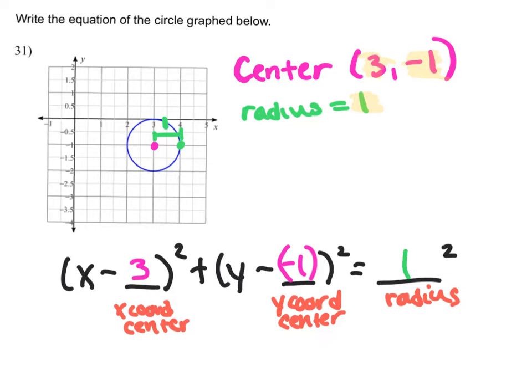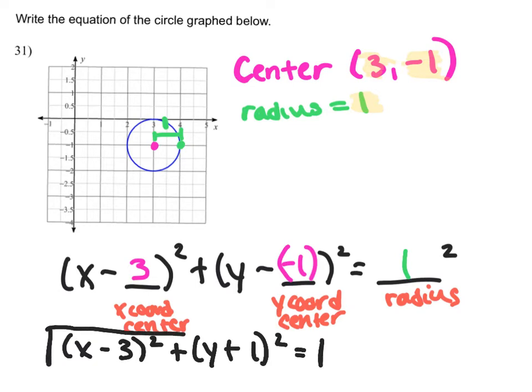Now the last thing we have to do is simplify this. So x minus 3 squared is going to stay the same. The y minus -1 becomes y plus 1 squared. And 1 squared is equal to 1. So we can simplify, so our final answer is as shown.